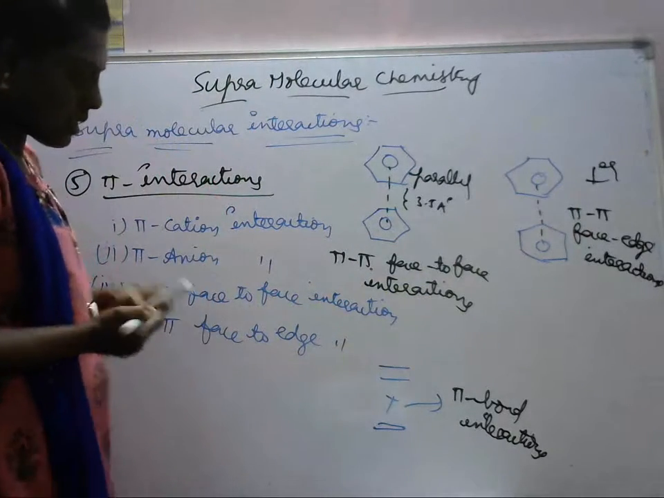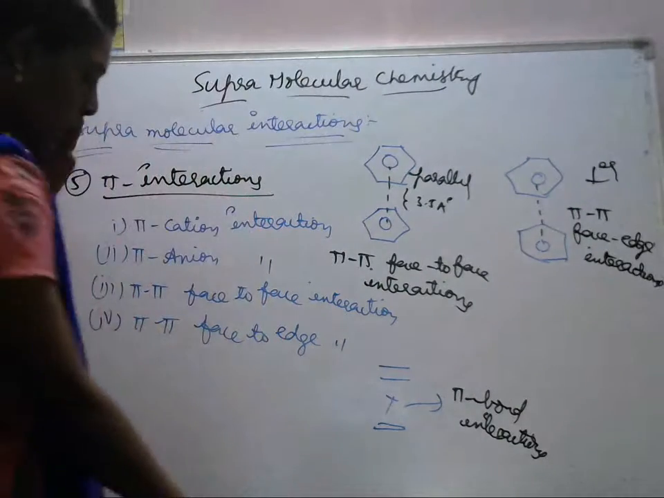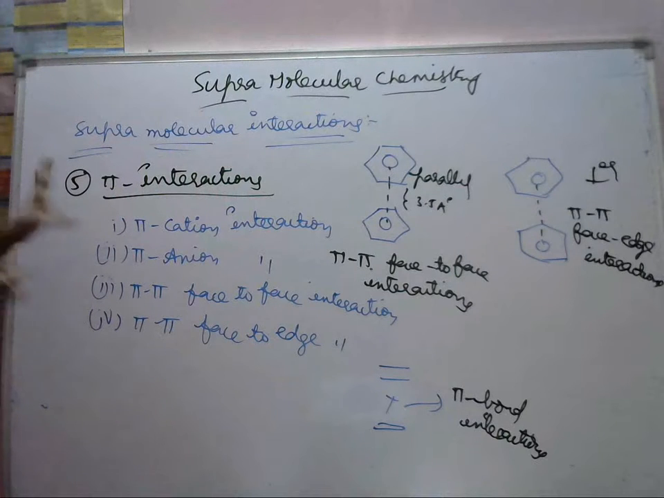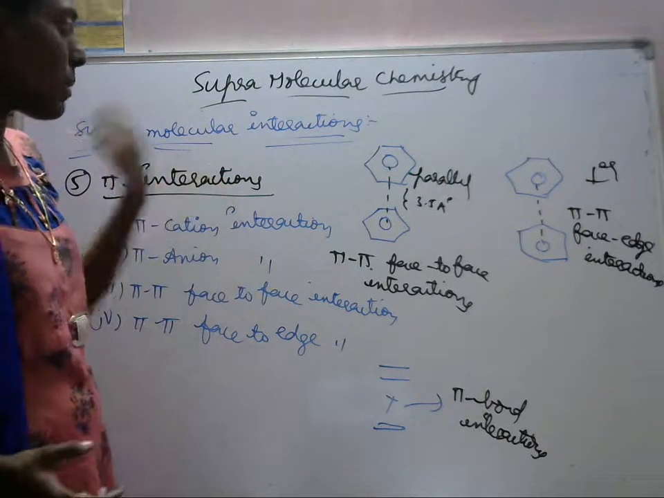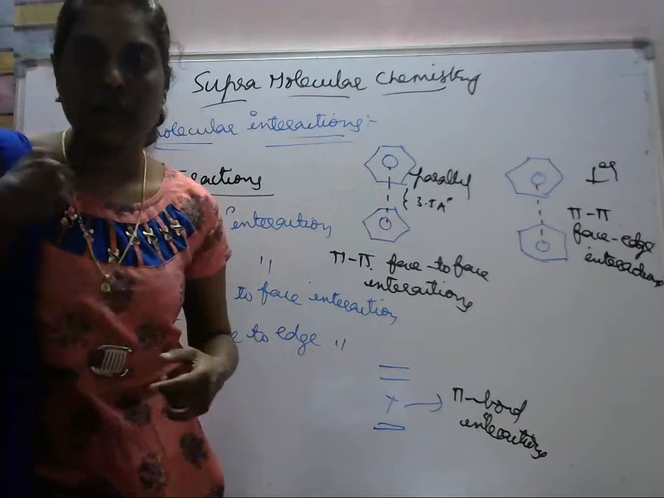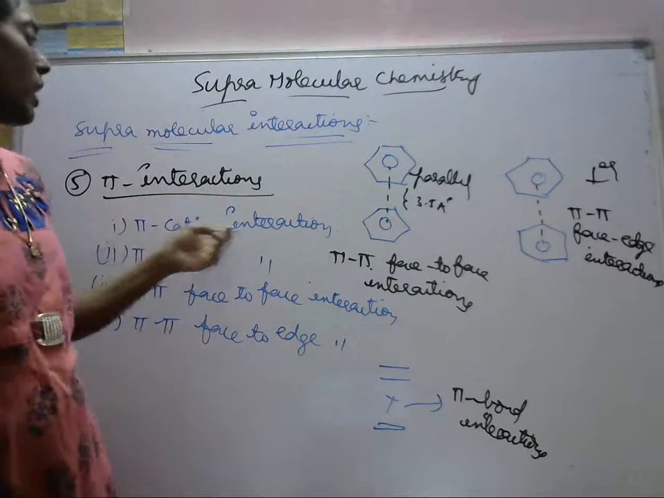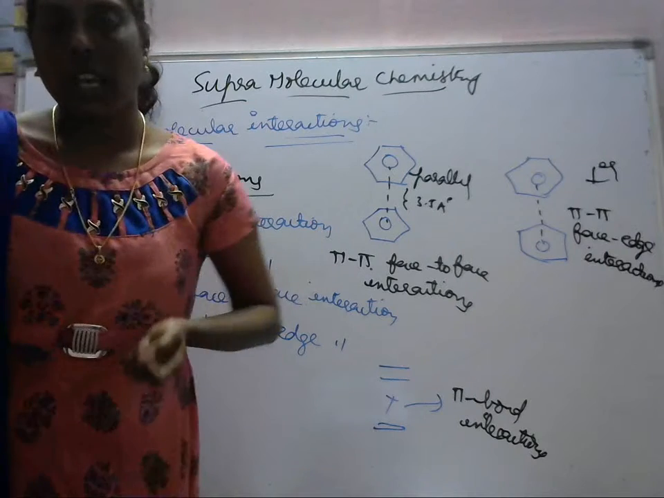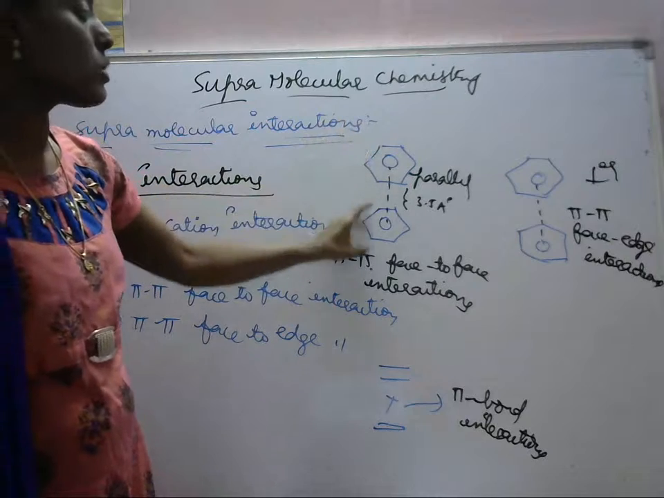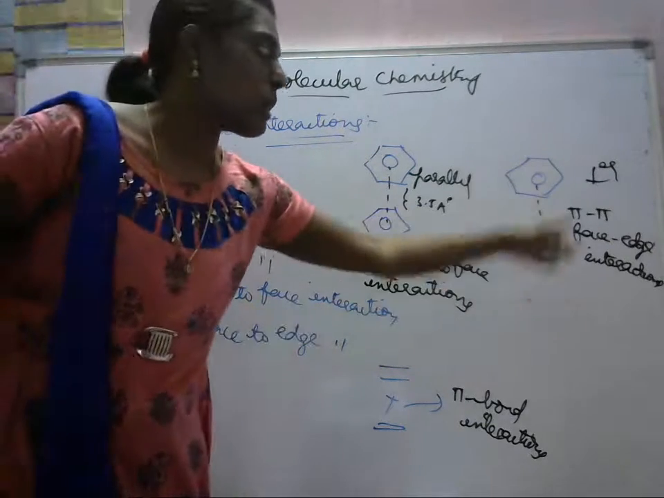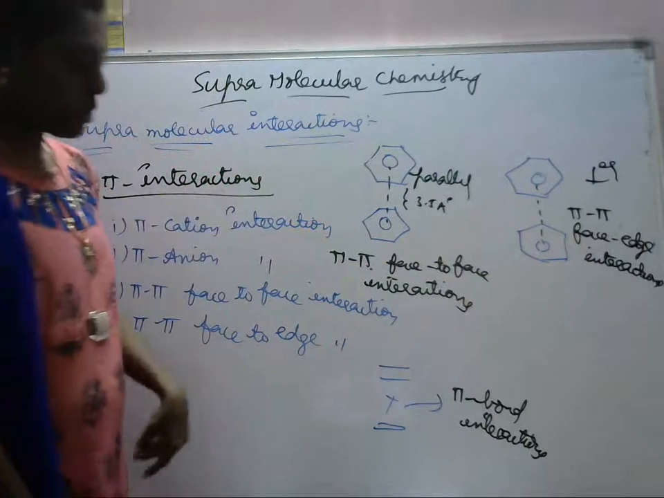Okay, so this is about the pi interactions. In this we have 4 types: pi to cation interaction and pi to anion interaction. If an aromatic ring interacts with a cation, it is called pi to cation interaction. If it interacts with an anion, it is called pi to anion interaction. And for these two, if they are parallel, face to face interactions will be there. These are perpendicular to each other, so that's why it is called pi to pi face to edge interaction.